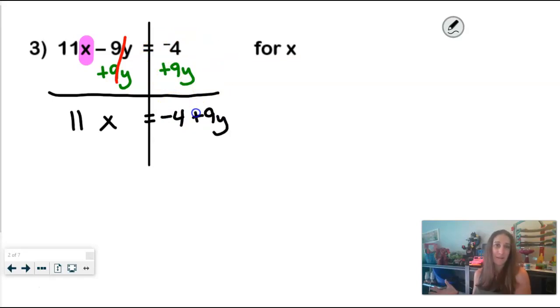Now, I'll be honest, that was a little weird. I should have written 9y minus 4, but they didn't say make it pretty. They just said isolate, right? So I have one more step here. This is 11 times x. So to solve for x, I'm going to divide both sides by 11.